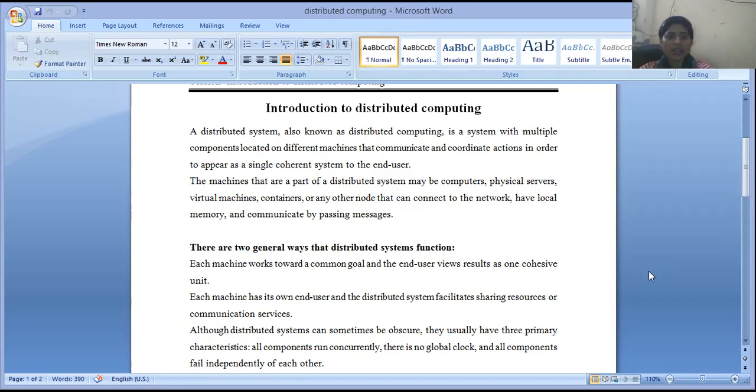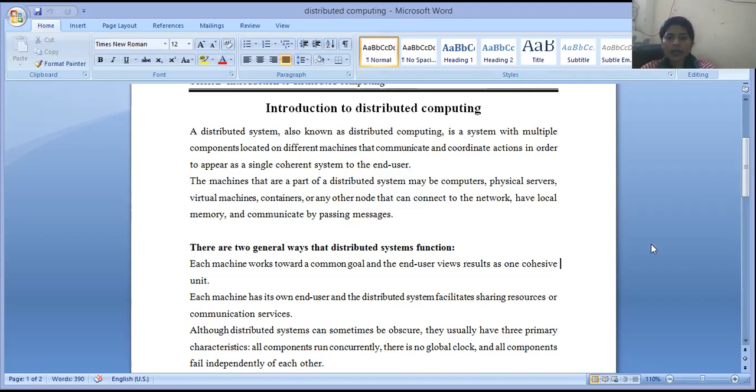The machines that are part of the distributed system may be computers, physical servers, virtual machines, containers, or any other nodes that connect to the network. These all will come, along with memory, and some messages are required for communication.